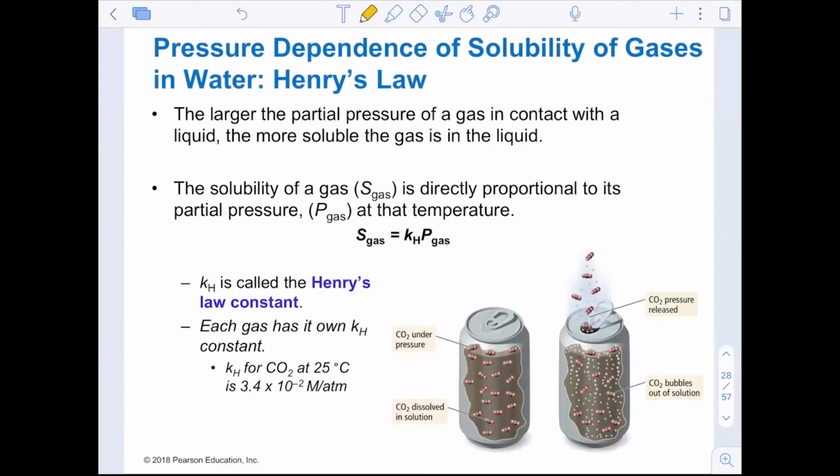There is a calculation that we are going to be able to do. It's called Henry's Law. Henry's Law is the ability for us to calculate the solubility of a gas and see how it is directly proportional to the partial pressure of the gas at a specific temperature. Here is the overall calculation. S, or solubility of the gas.